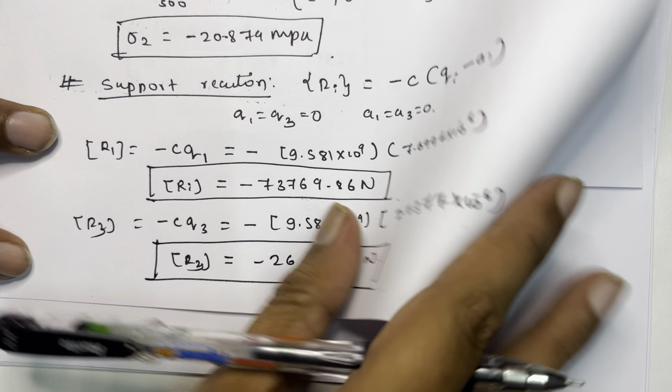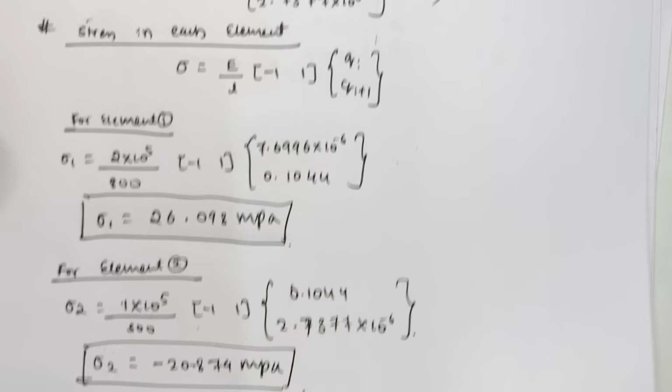So here we calculated nodal displacement vector, that is nodal displacement, and sigma 1, sigma 2, and R1, R3, that is reaction at the end support.